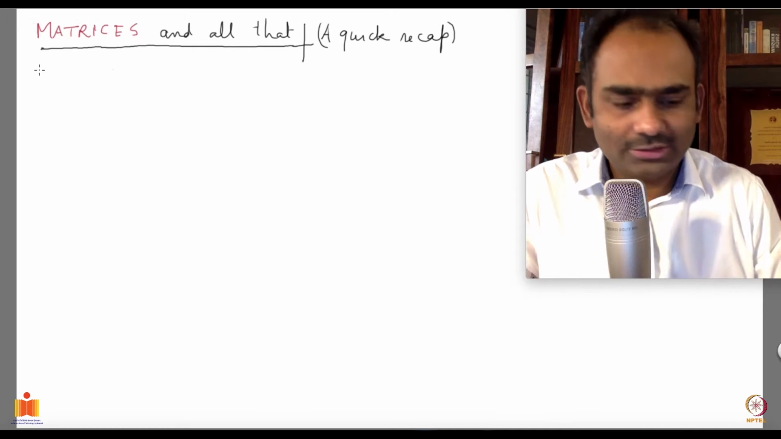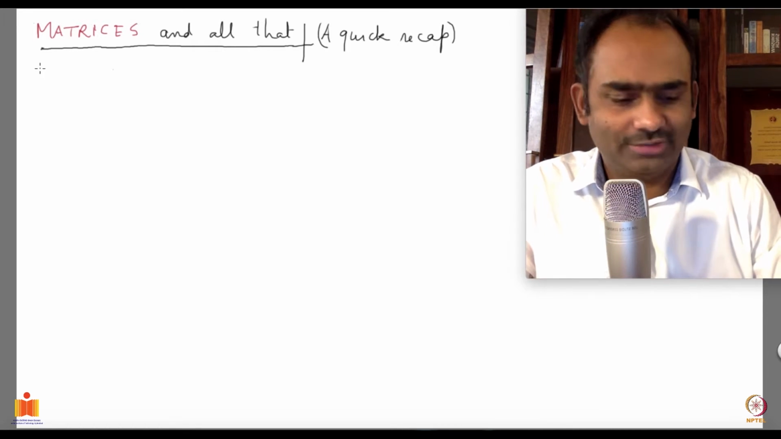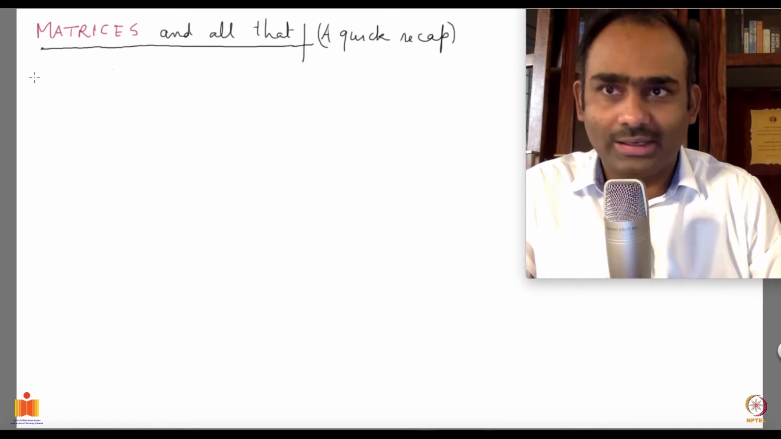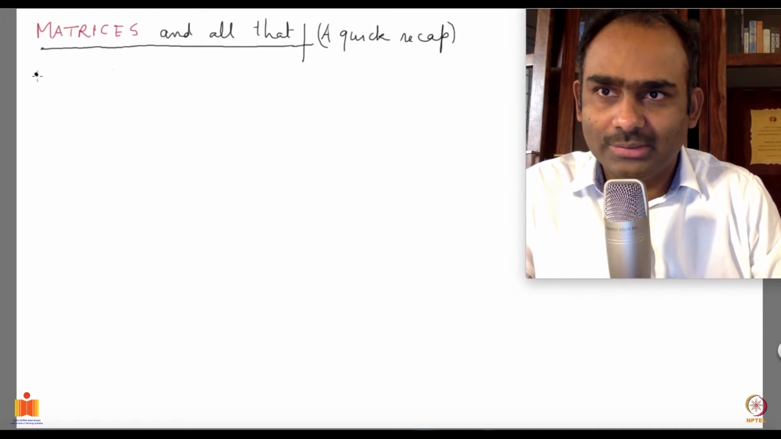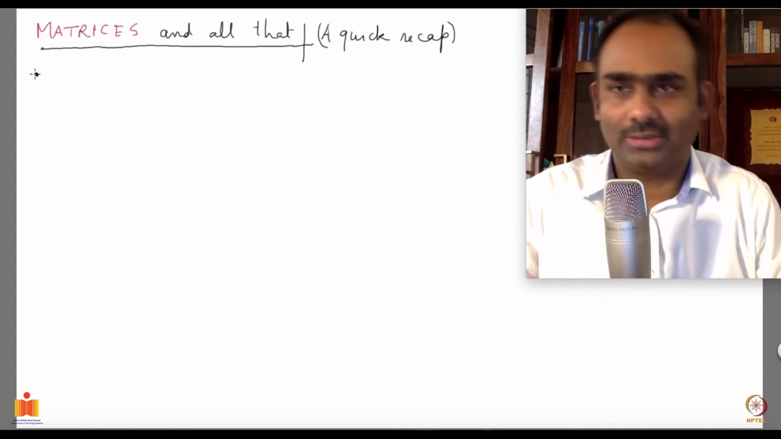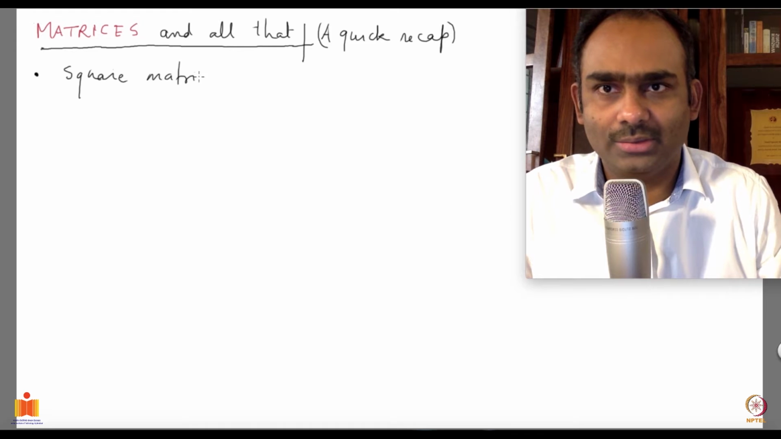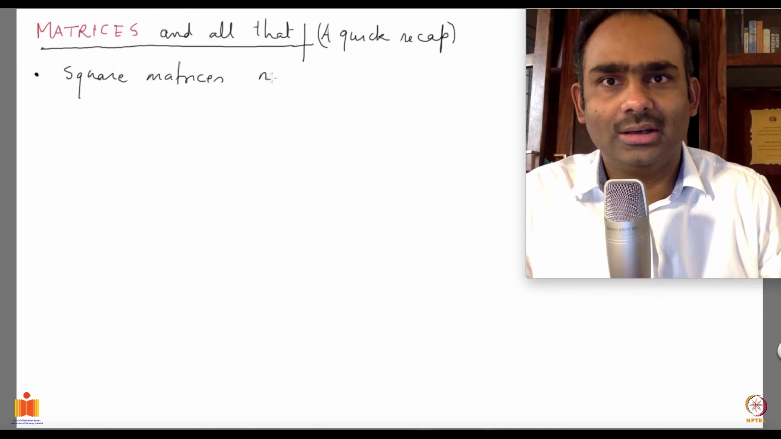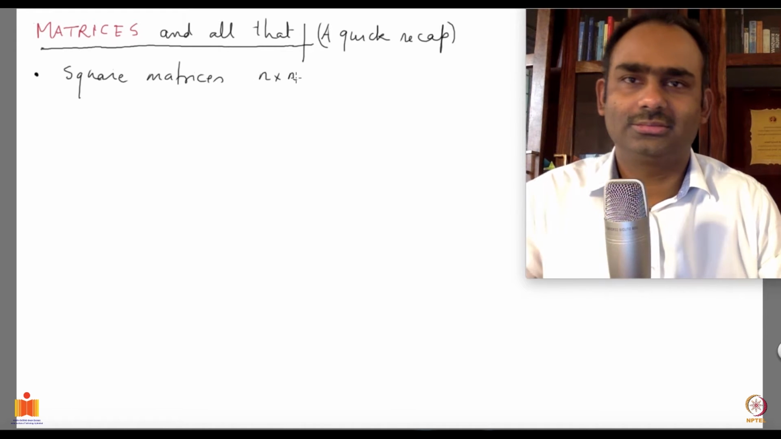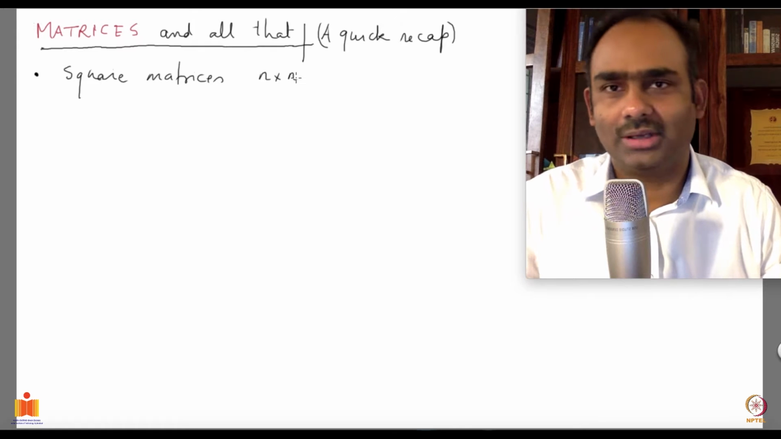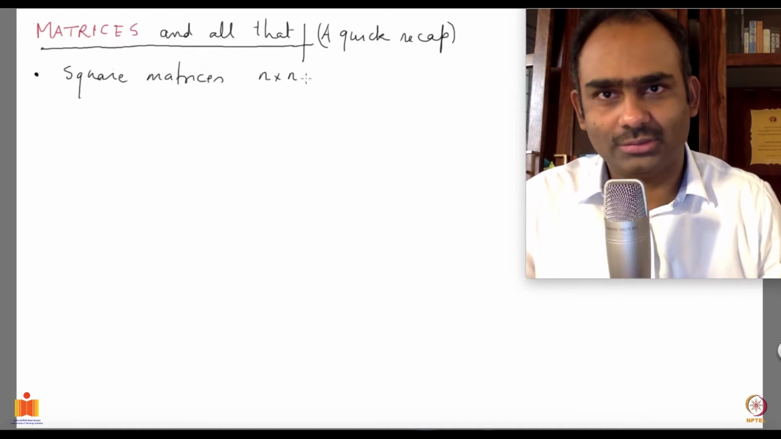Mostly I'll be dealing with square matrices. So if I do not say specifically that I'm talking about a square matrix, you assume that I'm talking about a square matrix. I will be only talking about square matrices in this, and in general they will have a dimension n cross n. So n number of rows and number of columns, that's what a square matrix is.